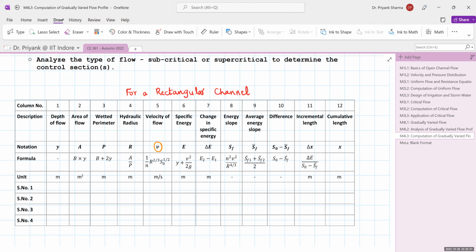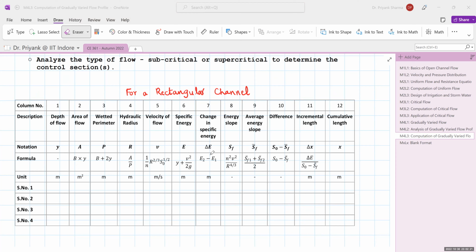velocity of flow. So the velocity of flow is given by Manning's equation. So you can simply apply the Manning's equation and get the velocity of flow. Then you have the specific energy, that is y plus v square by 2g. Then you have the delta E. Now here I'll explain how to proceed.